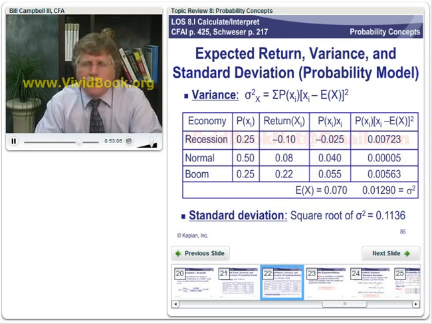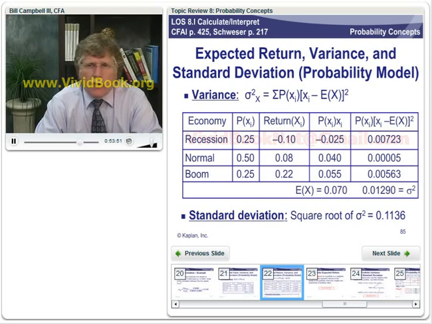To get variance, we have to take the return and the expected value of the return, so the return minus the mean, square that, and multiply that by its probability. So in that first row for recession, we take a negative 10% return minus the mean of 7, so that gives us a negative 17%, square that, multiply that by 0.25, and that's what gives us the 0.00723.